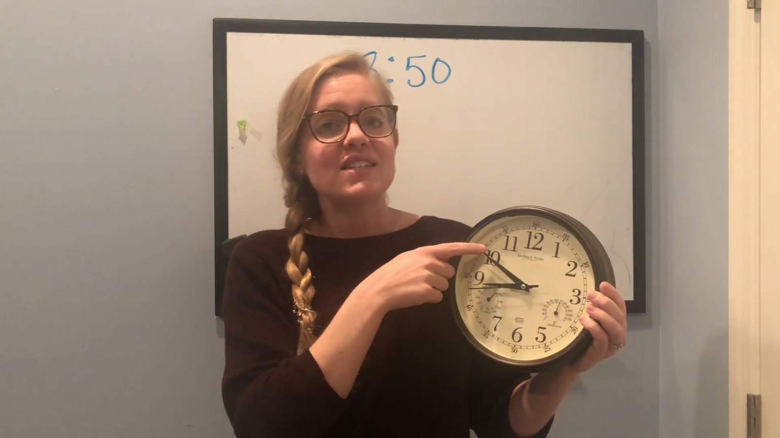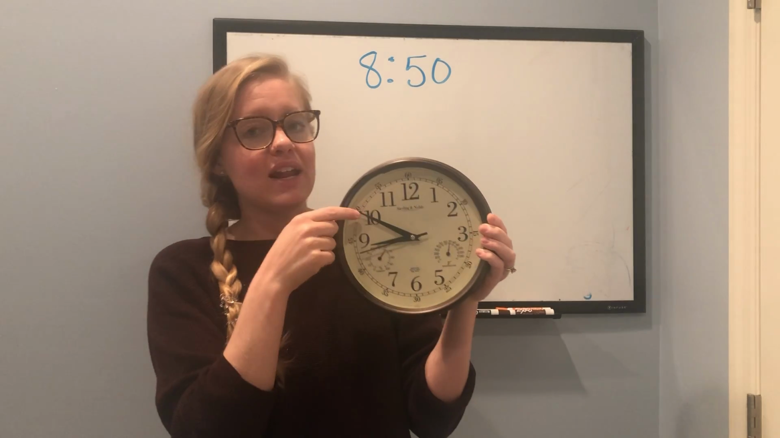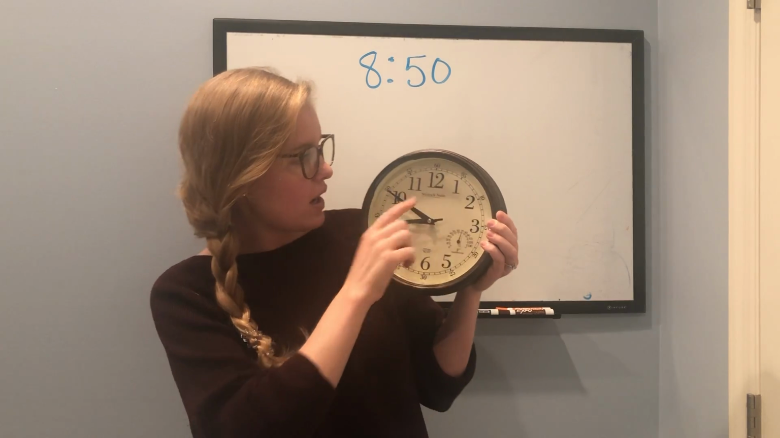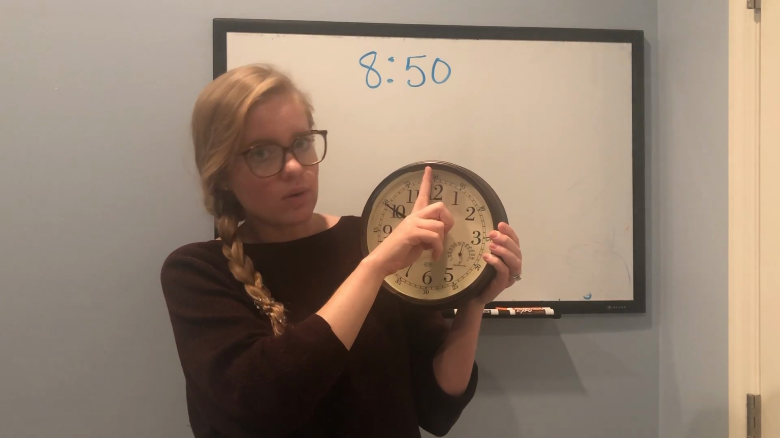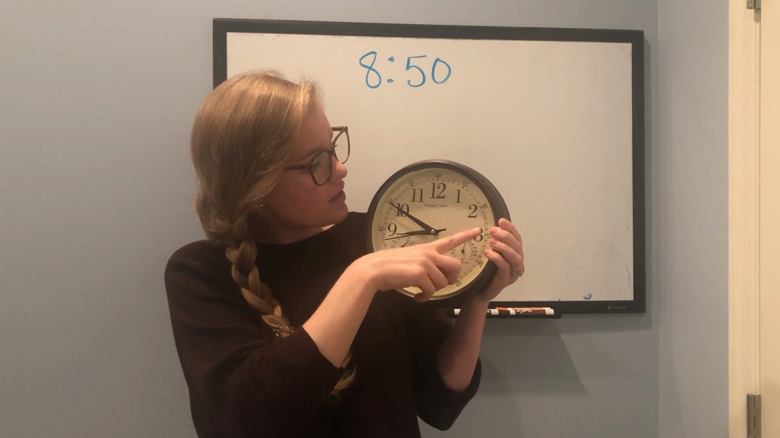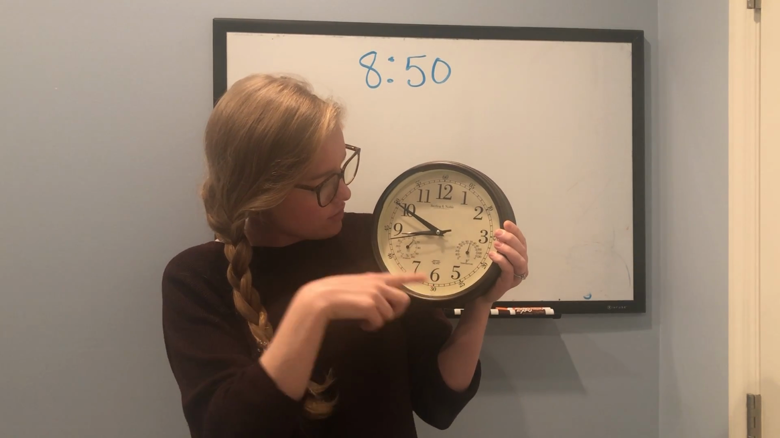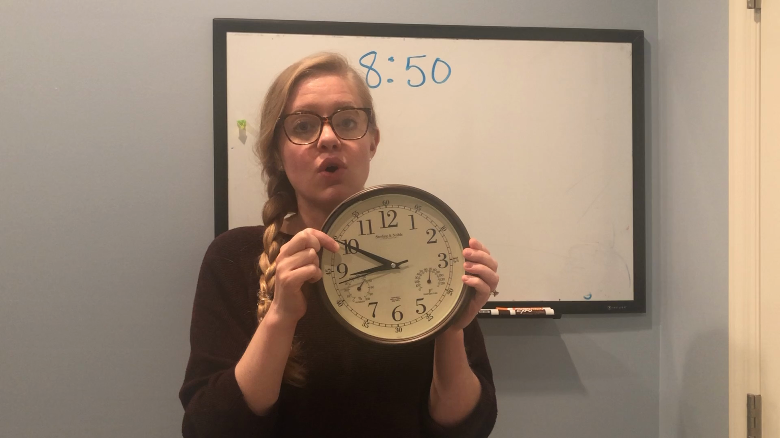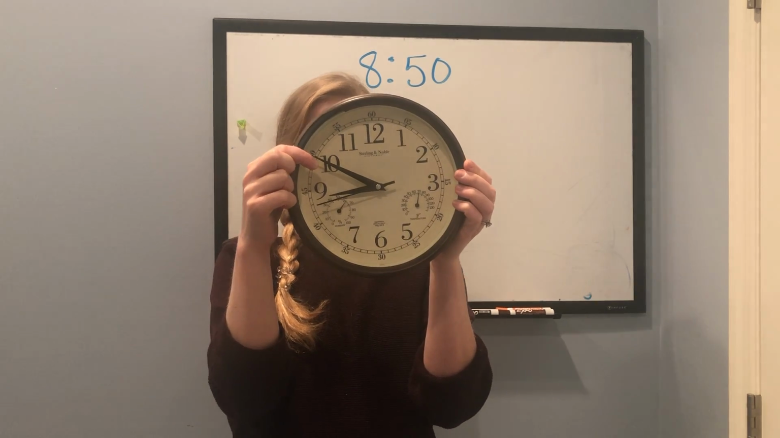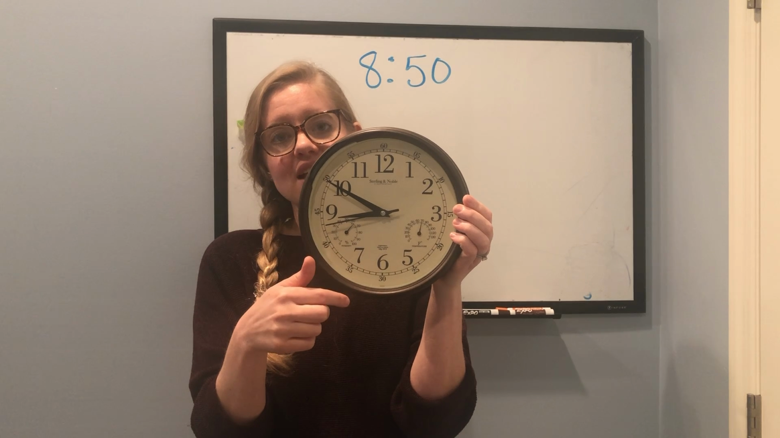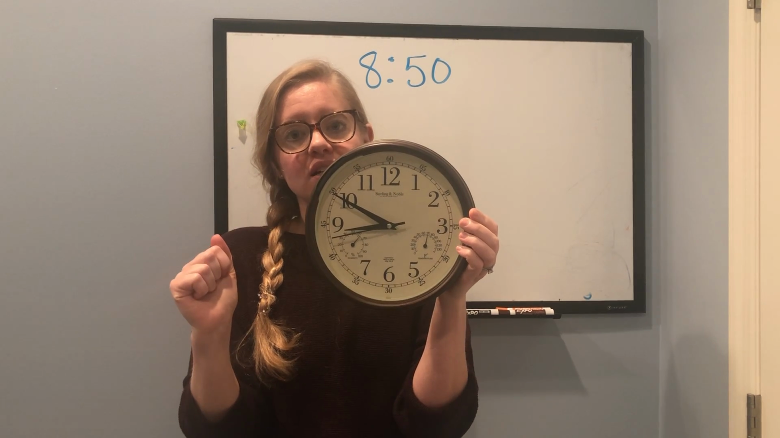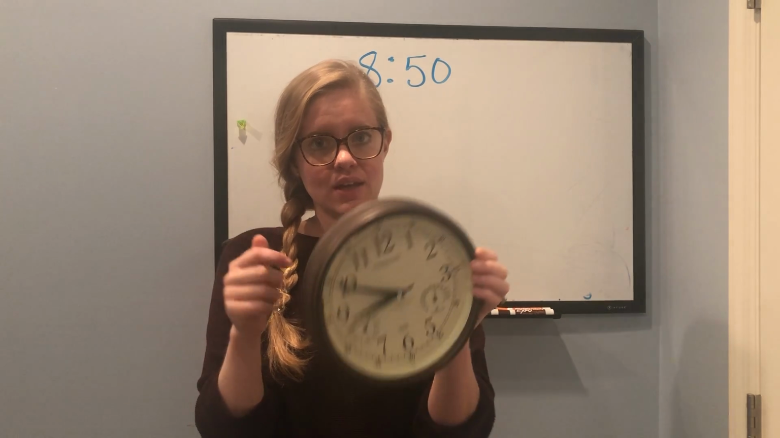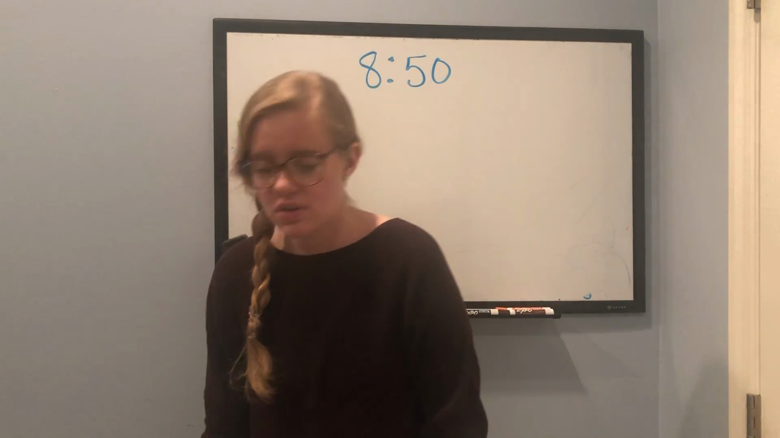We know that it's 8:50 because the big hand or the minute hand is pointing to the 10. So remember, each number represents 5 minutes, right? So if we start at the 12, that's 0, 5, 10, 15, 20, 25, 30, 35, 40, 45, 50, okay? So this clock shows 8:50. The hour hand is in between the 8 and the 9, and the minute hand is on the 10, which is 50, okay?